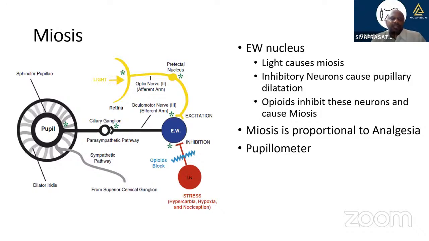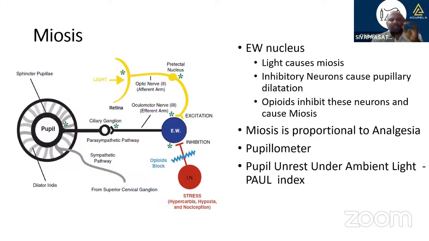So they developed some monitors called a pupillometer. I wanted to show this video, but it's not there with me now. With this pupillometer, as you give an opioid, the miosis will start to increase. And with this, they have developed an index called the pupillary unrest under ambient light, that is a PAL index, which can tell you how much analgesia is derived from a particular opioid.